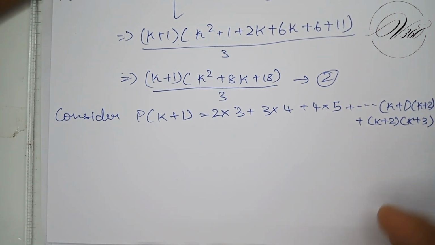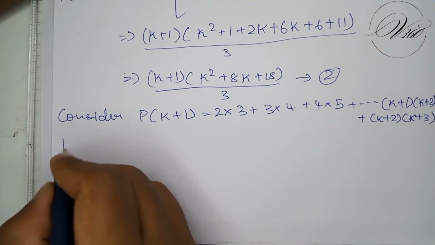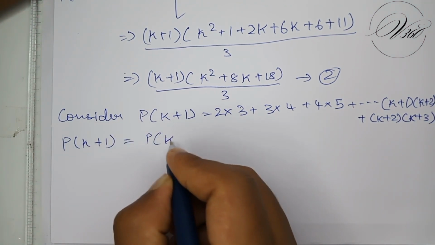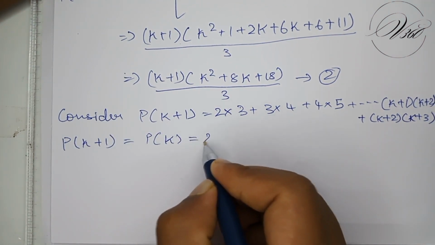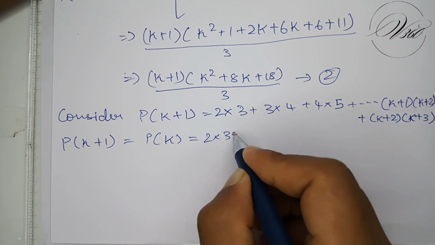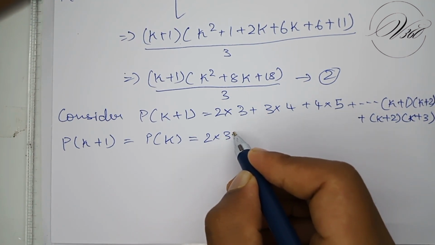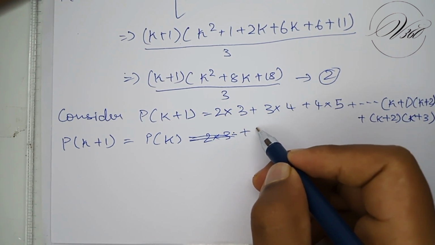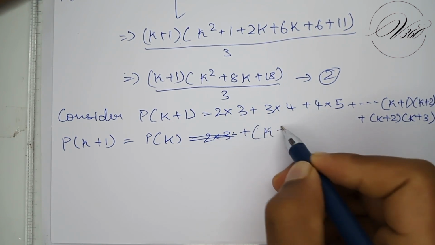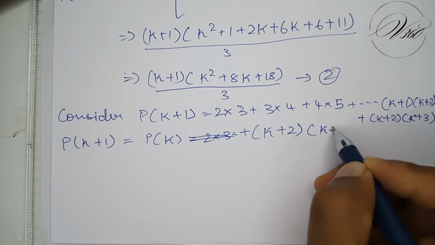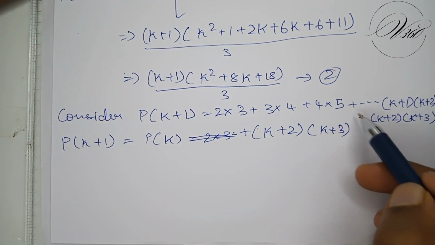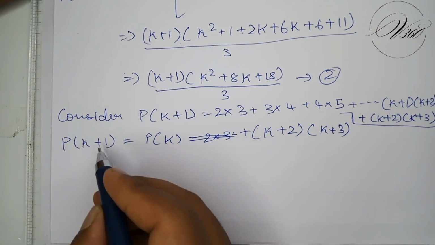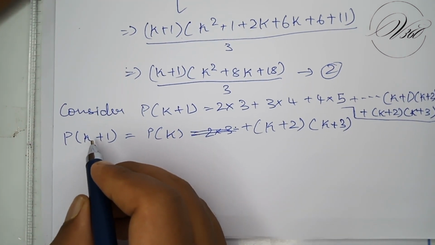Now we'll get here P(k+1) equals P(k) plus (k+2)(k+3). Okay, this is the above part, we should separate it. This is separate. Now this is the statement we will get. Now we will continue solving this.